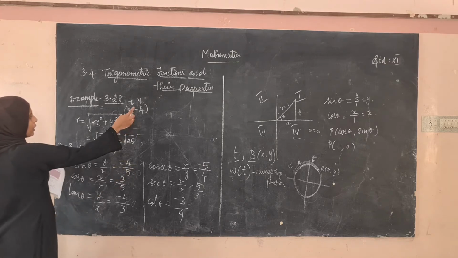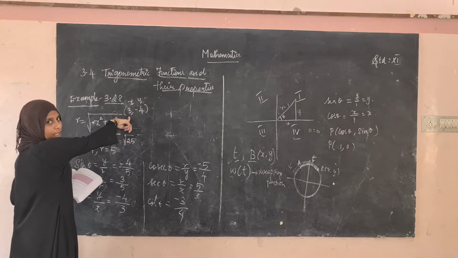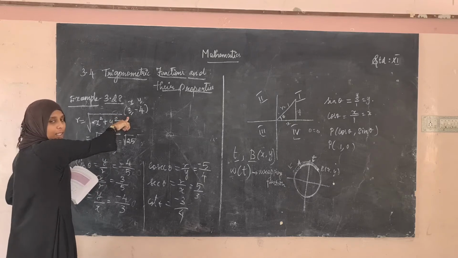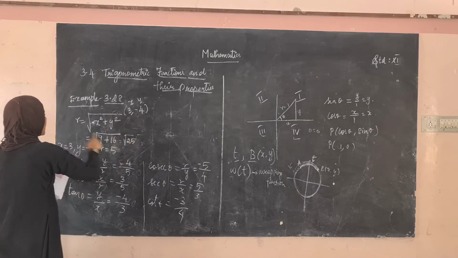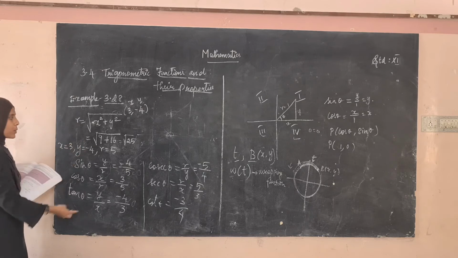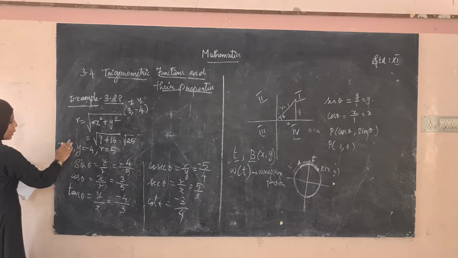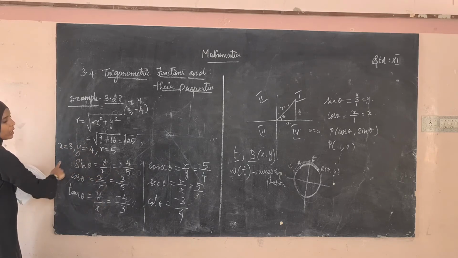So from the given equation, the point is 3 comma minus 4, therefore we are taking 3 as x and minus 4 as y, and r is equal to square root of x square plus y square. From that we are finding r. So after finding r, we have to substitute in the formulas.